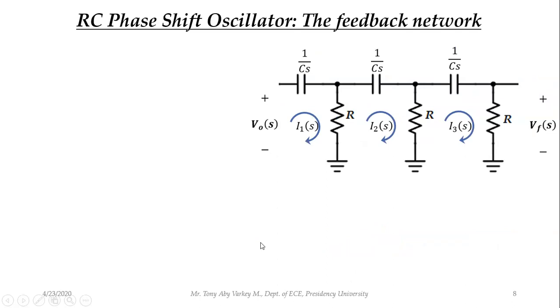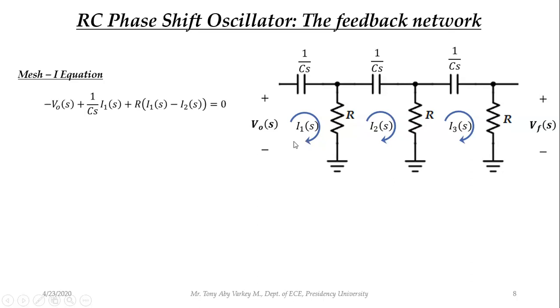So now let us write the mesh equations. So mesh 1 equation, let us write. I will start from here, and then it is a closed path. So minus V output of S plus I1 of S into 1 by Cs plus R into I1 of S minus I2 of S. Clear.